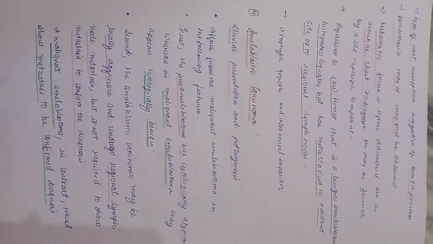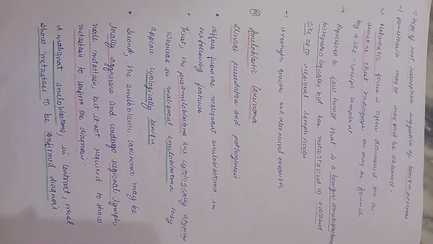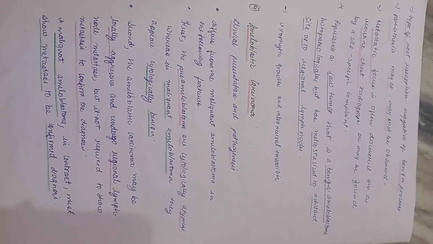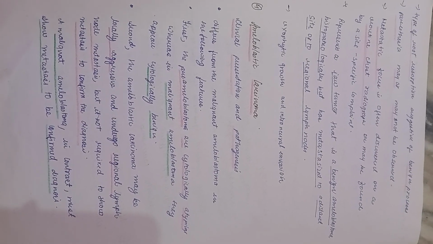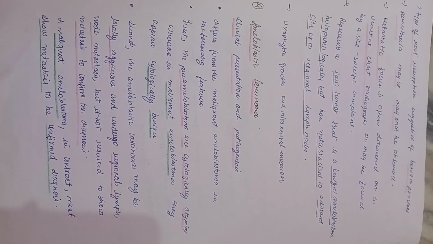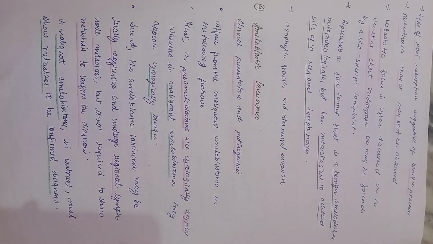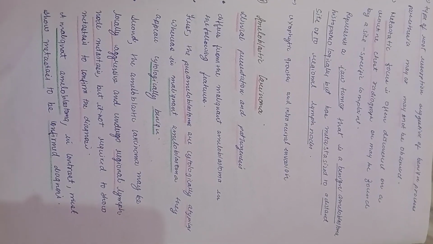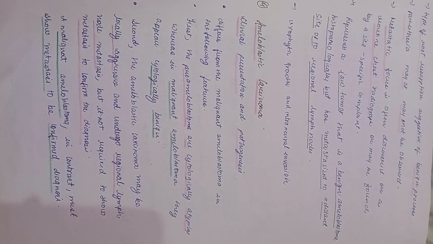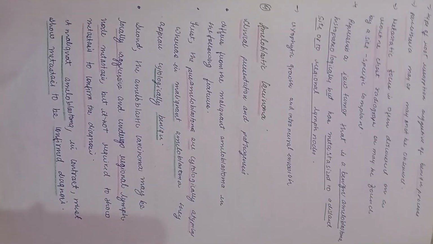Now coming to the last type, that is ameloblastic carcinoma. It differs from malignant ameloblastoma in the following features. First, the ameloblastic carcinoma cells are cytologically atypical, whereas in malignant ameloblastoma they appear cytologically benign. Okay, in ameloblastic carcinoma it is cytologically atypical.